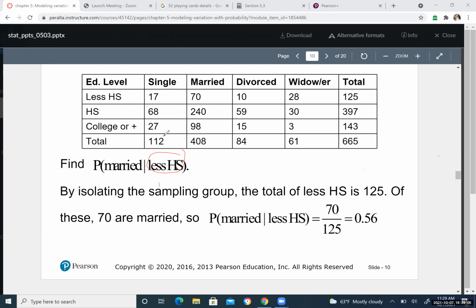Similar way. So what do you do? You find the bigger group and put it at the bottom, which is less than high school. You get this value, 125. The top part will be the intersection between married and less than high school. So married here, right? Go down. So you see the intersection is right there, 70. You put 70 on top, then you're done. The intersection part means married and less than high school. That's 70 divided by 125. That's how you do it. Any question?